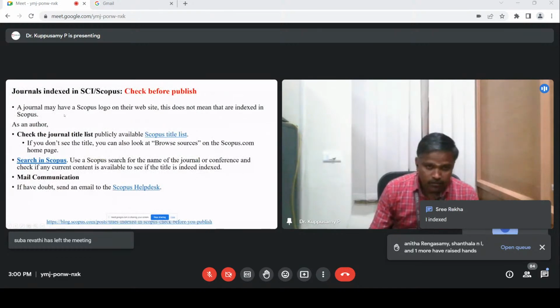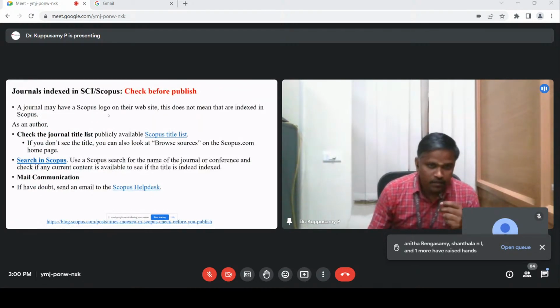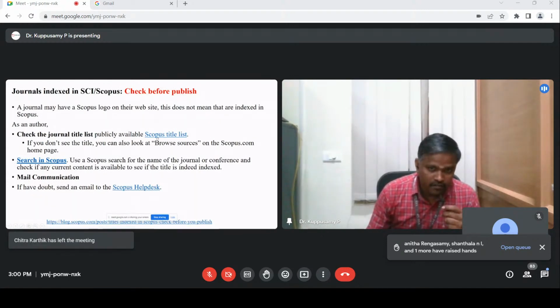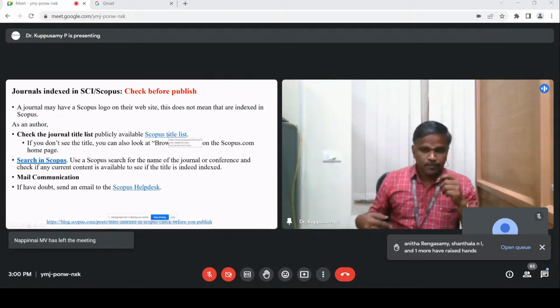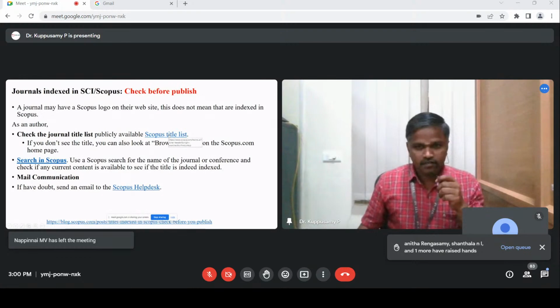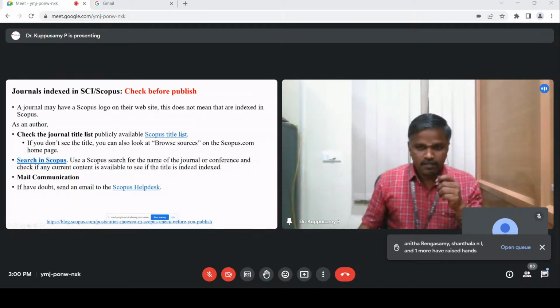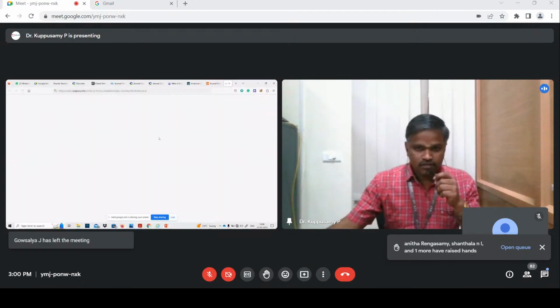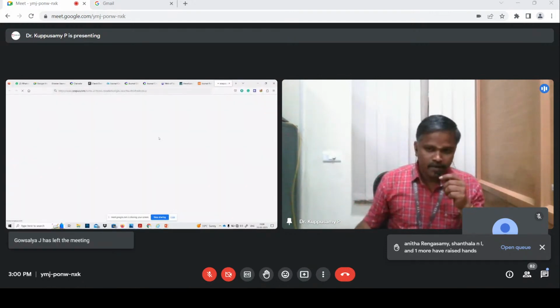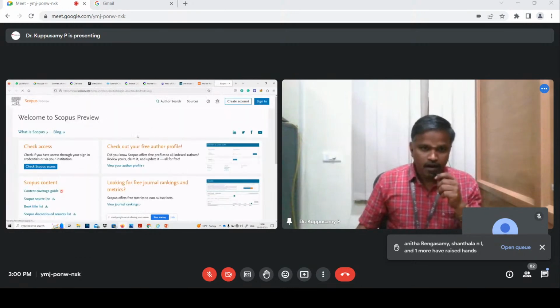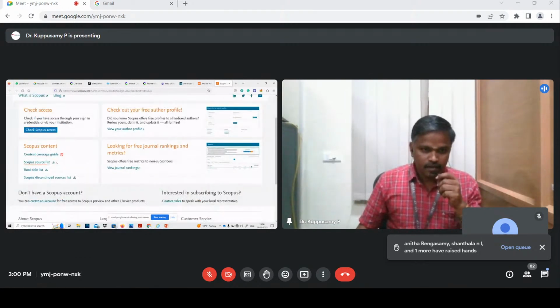And some of the journals may be in SCI or Scopus sometime. So at a particular period they may remove those journals. So if you want to view that, you have to check before publishing. When you are submitting the paper, it may be available in the list. After acceptance, it may be removed from the list. This is very important. Okay. So some of the journals, when you are submitting, it may be in the list. After submission, they may remove it from the list.